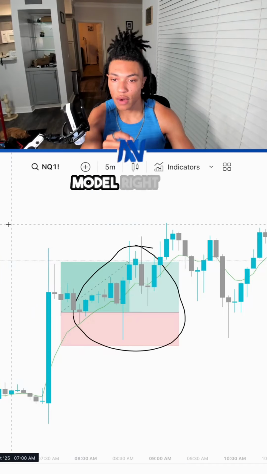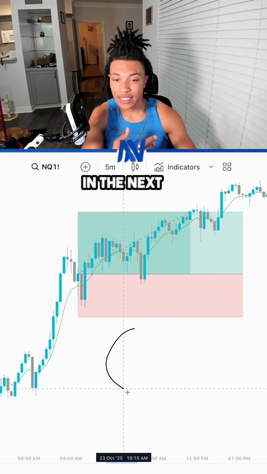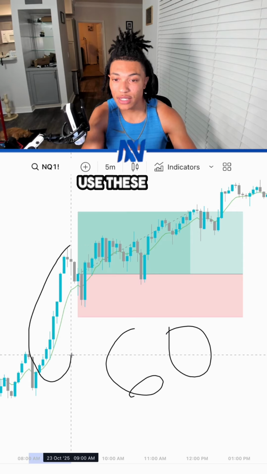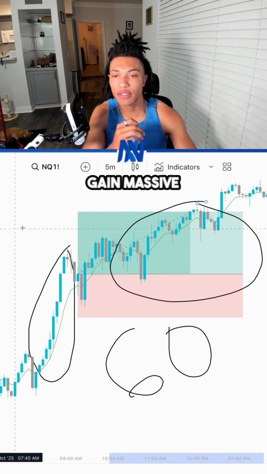Use this entry model right here to trade news candles. In the next 60 seconds, I'm going to show you how you can use these news candles to your advantage to gain massive profits as a trader.